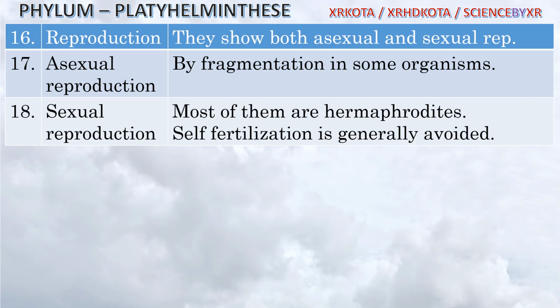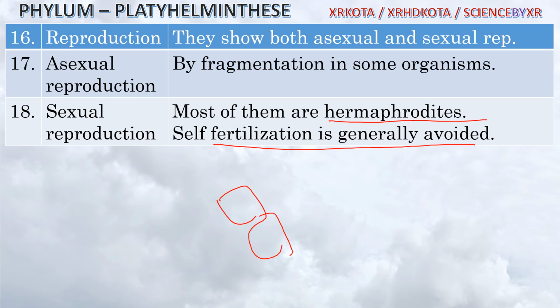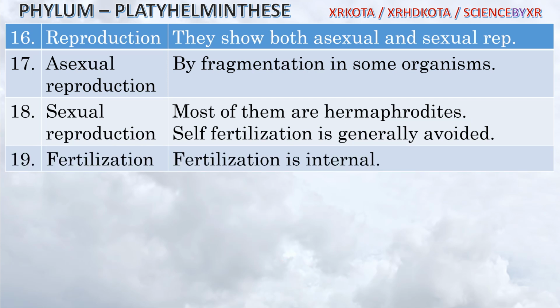Sexual reproduction, most of them are hermaphrodite, that is both male and female organs are found in the same individual, but self-fertilization is prevented. If we talk about the tapeworm, the body is made up of small segments, and in each segment both male and female organs are there. So in this segment, the male organ can fertilize another segment, but cannot fertilize its own cell. Okay? So self-fertilization is prevented.